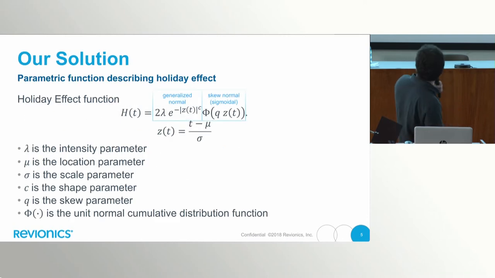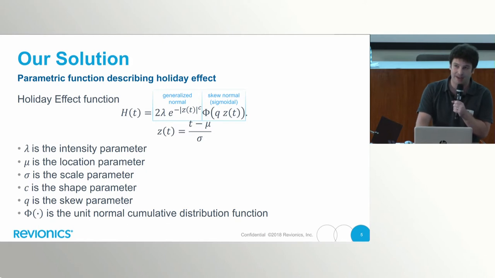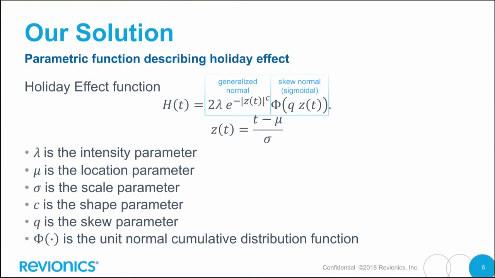So what we do is we have a function of time, and the output of this gets multiplied with the rest of the model. It's inspired by a generalized normal and a skew normal distribution. So this first part here, you can see my mouse, right? This is better than the laser pointer. This first part is a generalized normal. When this C parameter is 1, it's like a double exponential or Laplace distribution. And the second part is the skew normal part. It's just a sigmoidal, and it helps the distribution be asymmetrical. It's skewed to one side or the other.